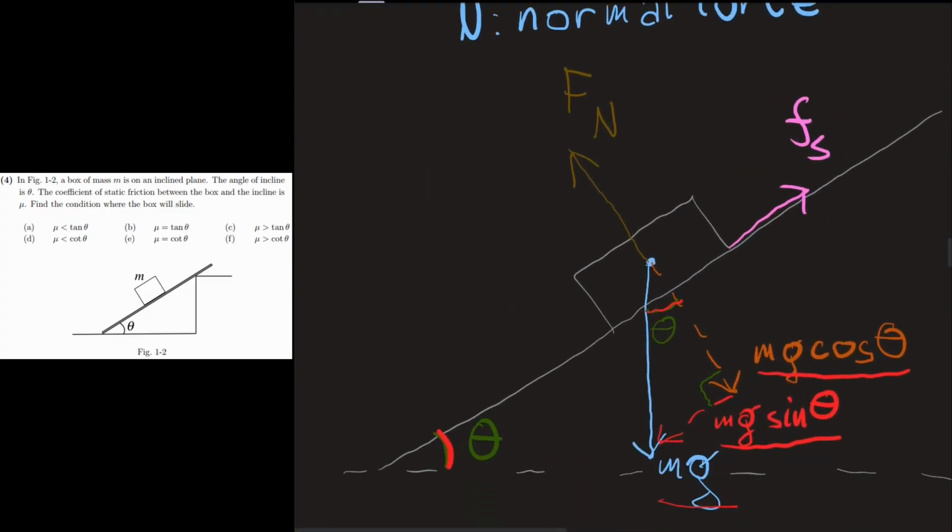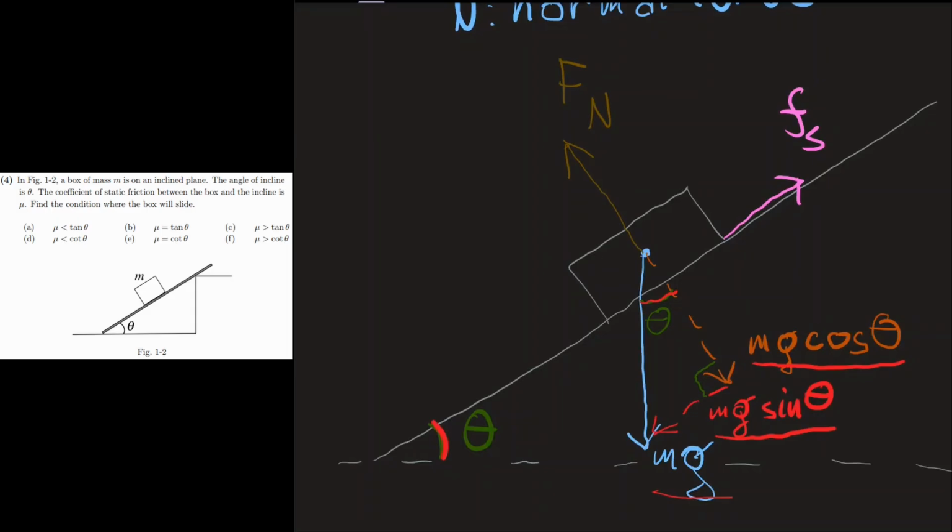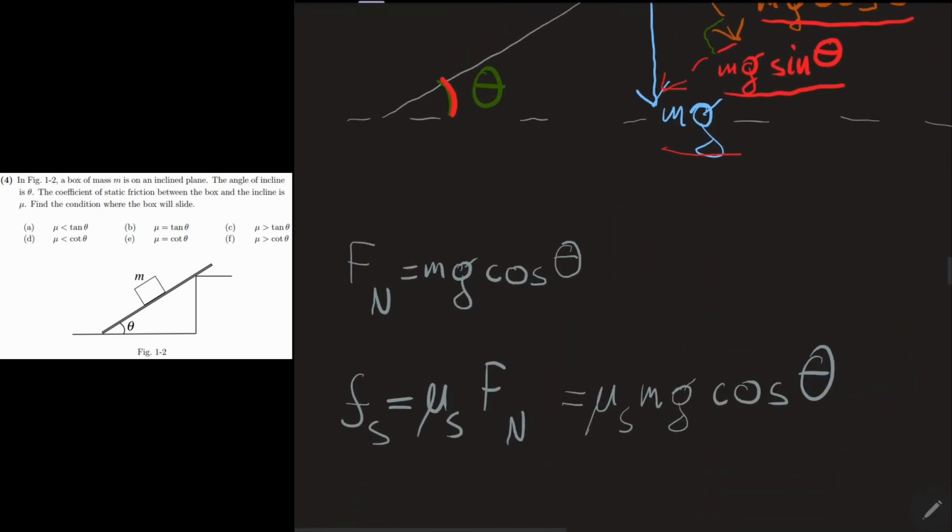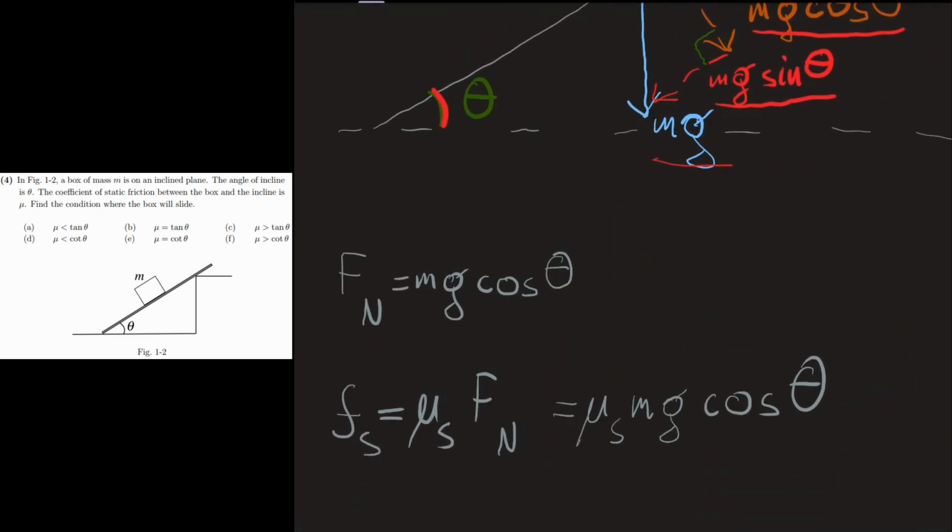So now we can go back to this diagram. We have the normal force, which I labeled as F sub n, which is equal and opposite to the perpendicular force of gravity. And then we have the force of static friction right here. And of course, the static friction is equal to the normal force times the coefficient of static friction. And then we know that the normal force is equal and opposite to the perpendicular component of gravity, meaning that the normal force is equal to mg cosine theta.